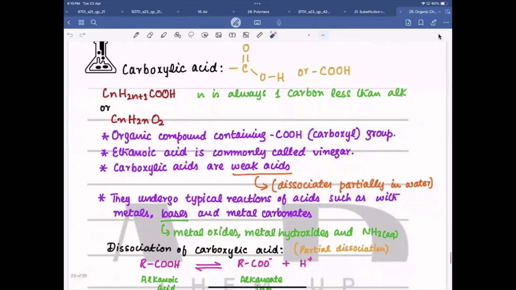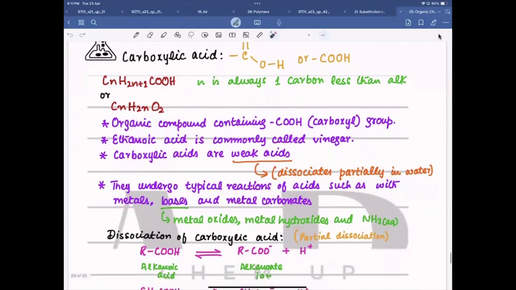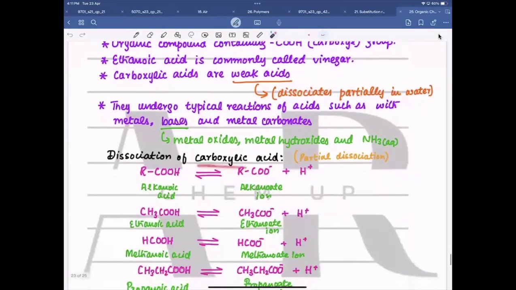Okay. Now, they undergo typical reactions of acids such as with metals, bases, and metal carbonates. As they are acids, they are organic compounds, but they are acids. So that's why they undergo all the typical reactions of acids, like they react with the metals, they react with the bases, they react with the metal carbonates. If we talk about bases, you can recall bases are metal oxides, metal hydroxides, and aqueous ammonia. Okay. Now the dissociation of carboxylic acid.